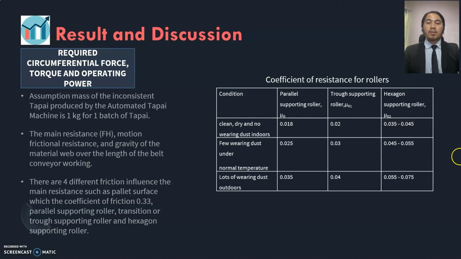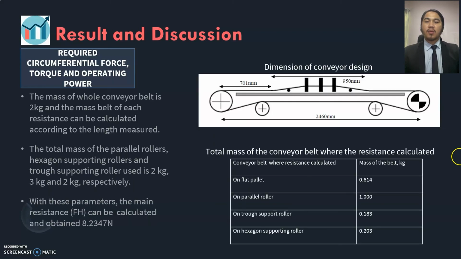For food processing, the workplace needs to be clean, dry, and free of dust, as it is important to guarantee food safety. Therefore, a clean, dry, dust-free indoor condition is chosen for the resistance calculation. The mass of the whole conveyor belt is 2 kg, and the mass of the belt for each resistance can be calculated according to the length measured from the figure dimension of the conveyor design.